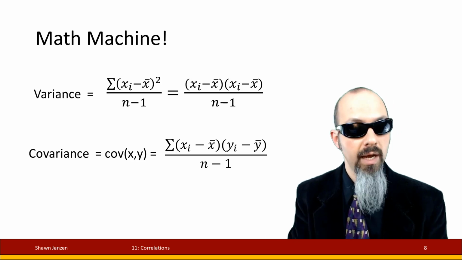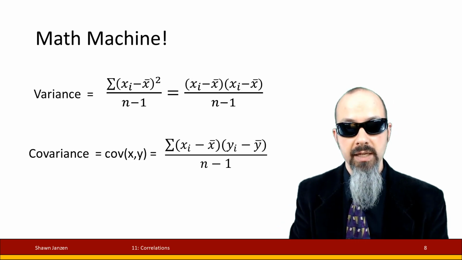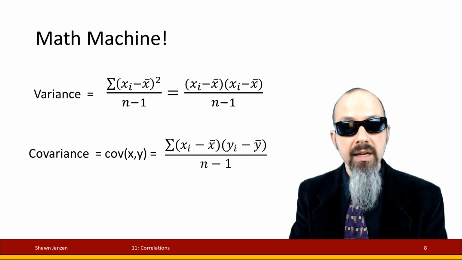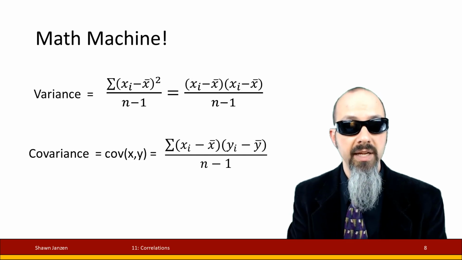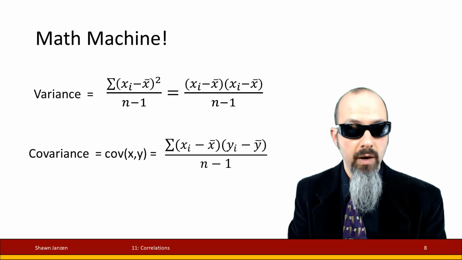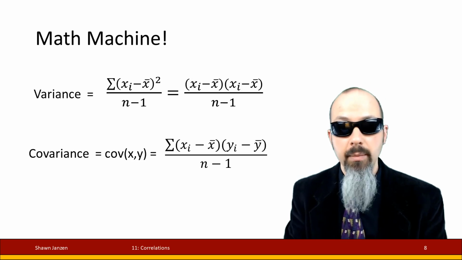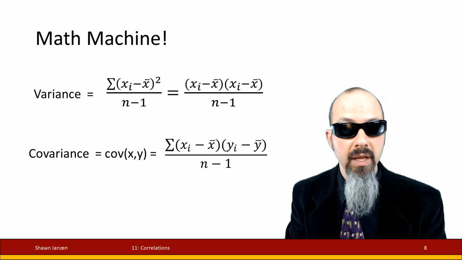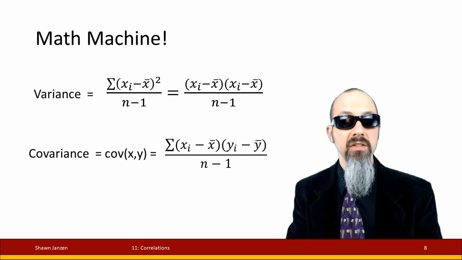And we're not squaring either of them. We don't need to square the x minus x bars because we have a second variable here, and those are getting multiplied together instead of doing a squaring. And both in the denominators, they still have the n minus 1. So let's go ahead and see how this looks in practice.